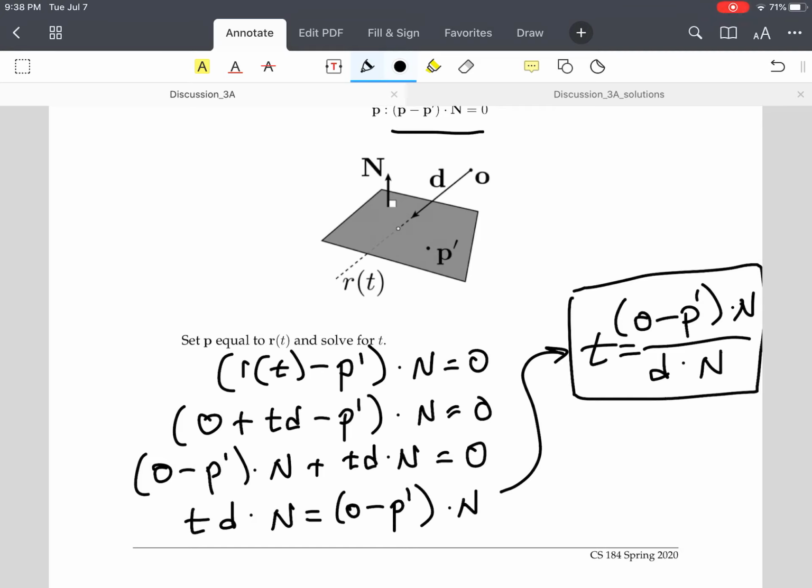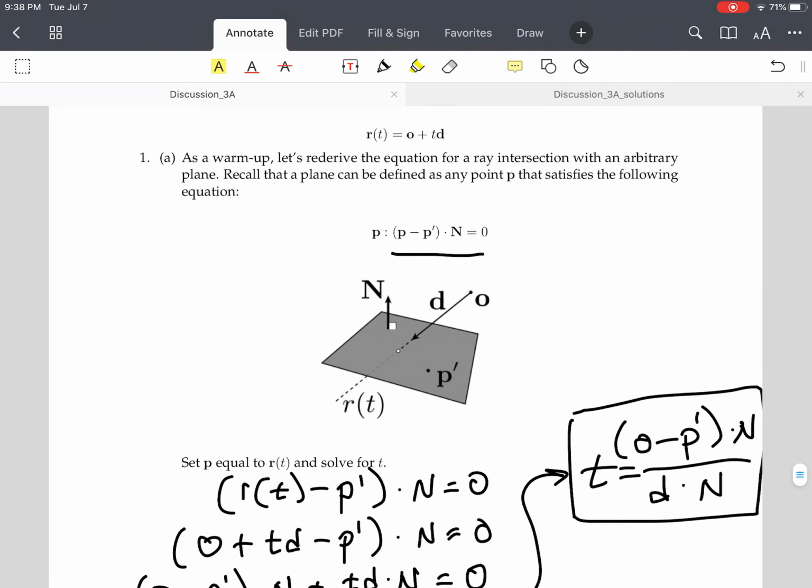So basically, given a ray which has parameters O and D, and given a point on a plane P prime and the normal N, we can solve for the time T at which this ray intersects the plane. Okay, and so given T, we can then also find the point easily by plugging it back into the ray equation, right? Because now that we have T, we can just plug it into O plus TD, and then we know the exact position also. Okay, so this is a useful equation. We'll use it for ray plane intersection.